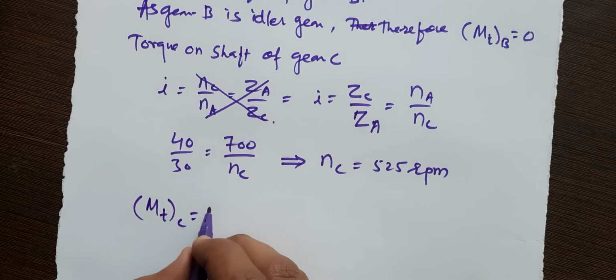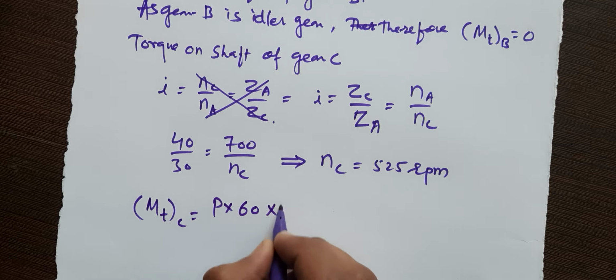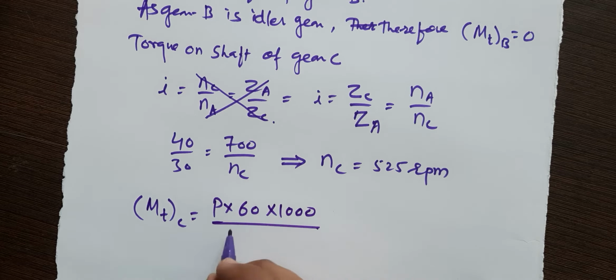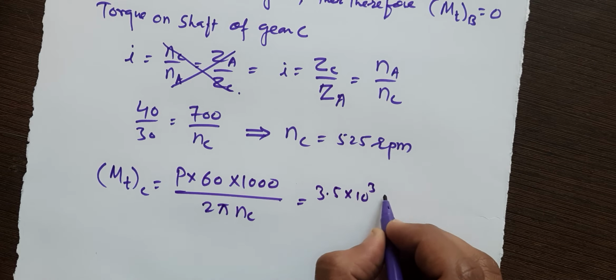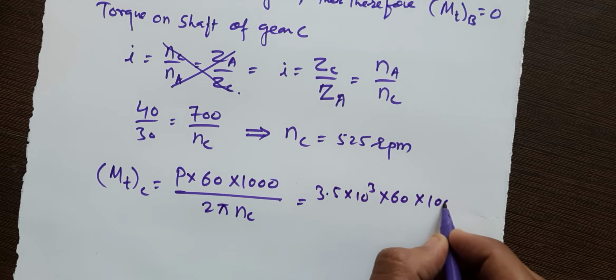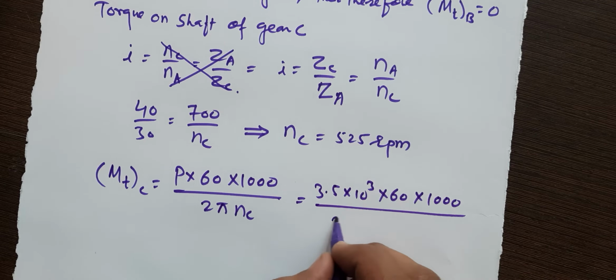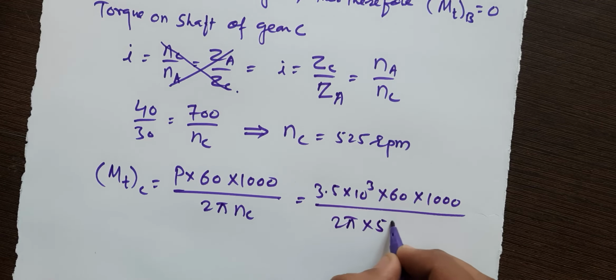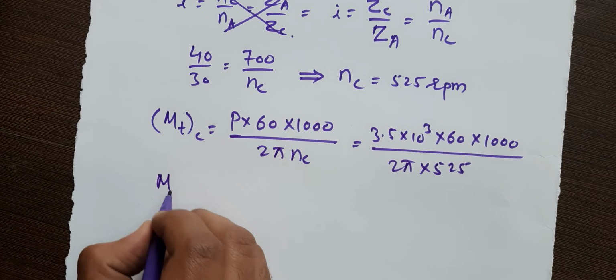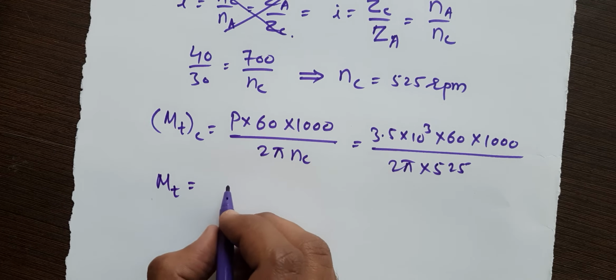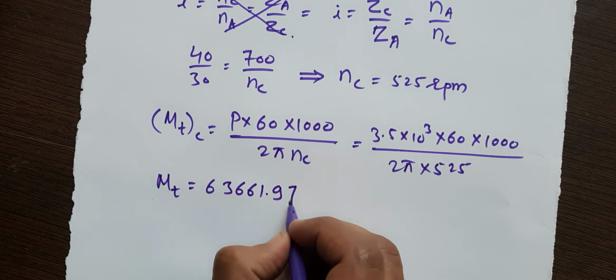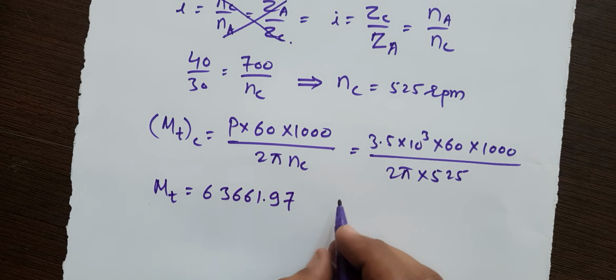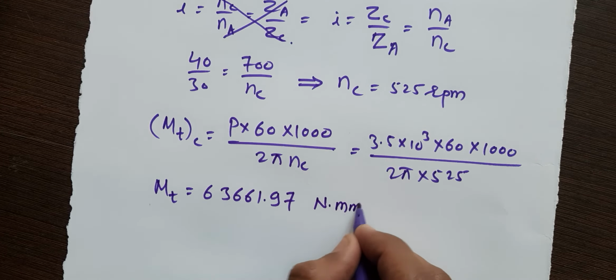MTC is equal to power into 60 into 1000 divided by 2 pi NC. So here power is 3.5 into 10 raised to 3 into 60 into 1000 divided by 2 pi into 525. So you will get MTC as 63661.97. Okay, so in this way you can find torque on ABC.